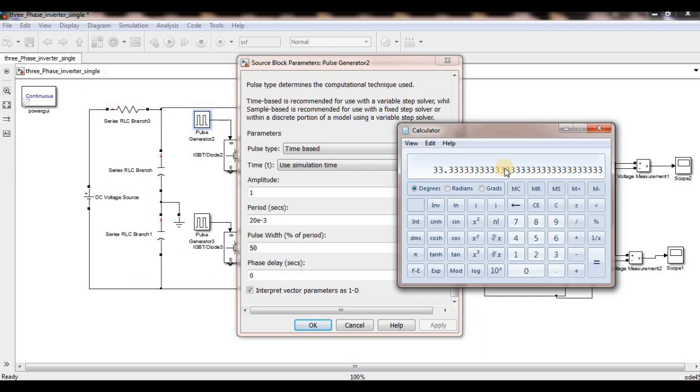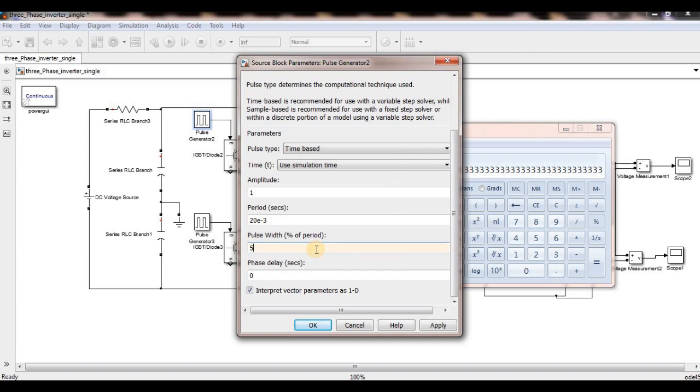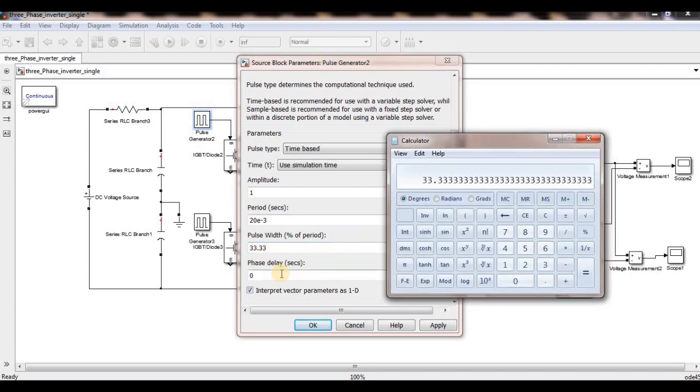Or else, see, 100% means 360 degrees, so 100 by 360 into 120. This is also 33.33, so I will make it 33.33 here. And the phase delay: a 30 degrees phase delay is required, because 120 degrees conduction mode means, symmetrically, 0 to 30 degrees no pulses, from 30 to 150 the pulse will be there, and 150 to 180 again 0.